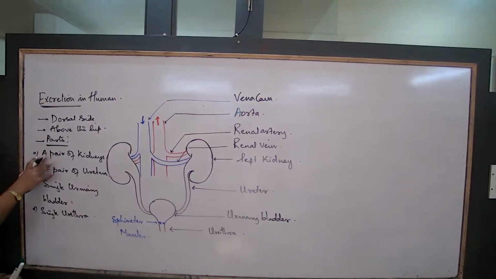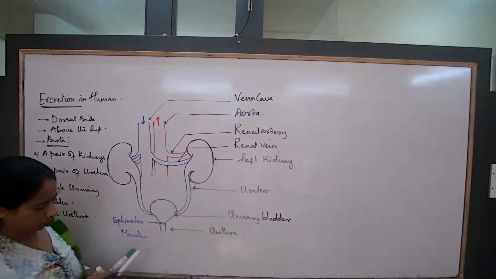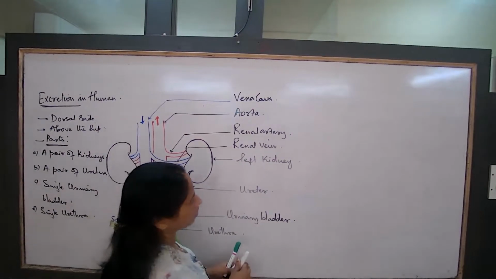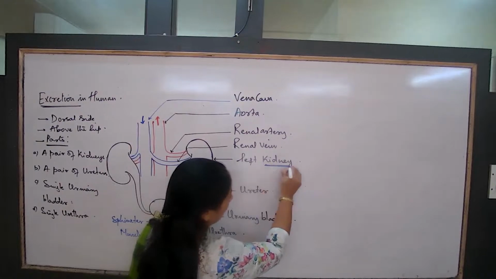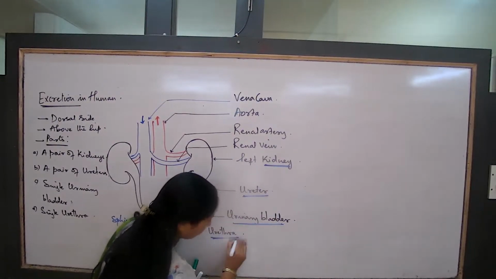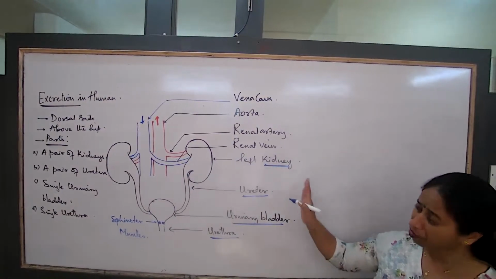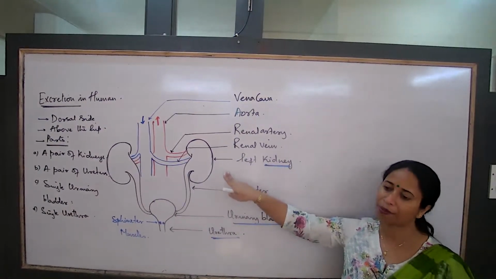So what are the parts of the excretory system? These are the four main parts of the excretory system. We talk about the parts of the excretory system as the kidney, the ureter, the urinary bladder, and the urethra. So these are the four parts. But apart from these four parts, we have also drawn the blood vessels.